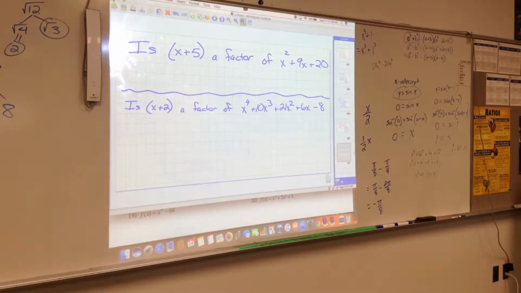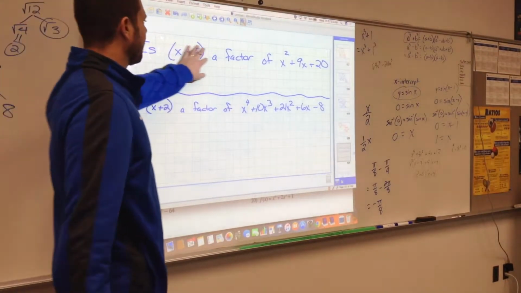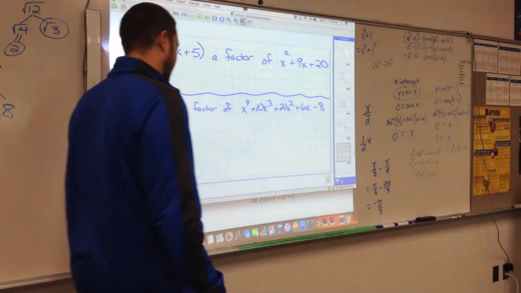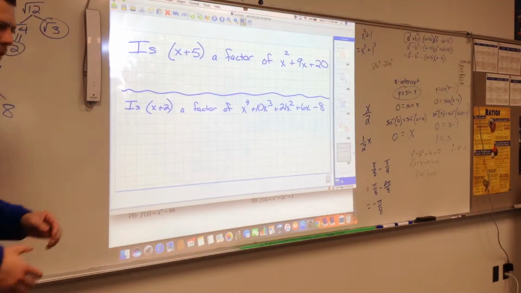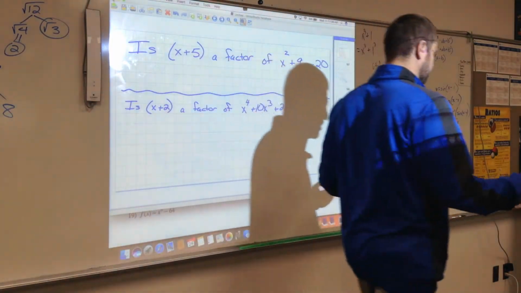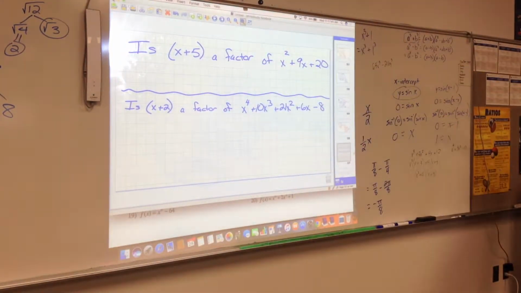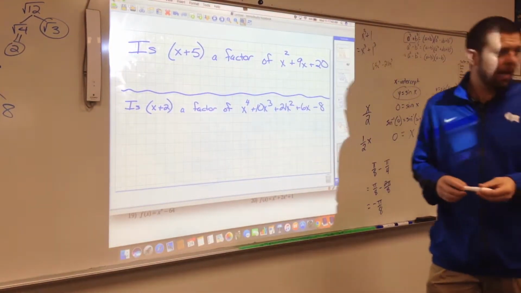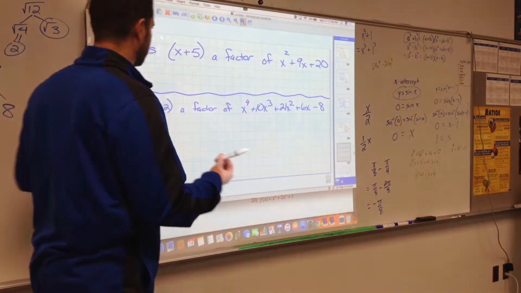Alright, so I'm just starting with this basic question. Is x plus 5 a factor of x squared plus 9x plus 20? And I've heard from a lot of you already that the answer is yes, because you factored it and x plus 5 was one of the factors. Okay, that's what I'm hearing right now.